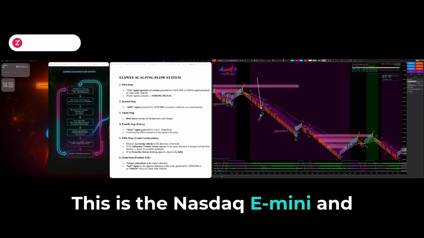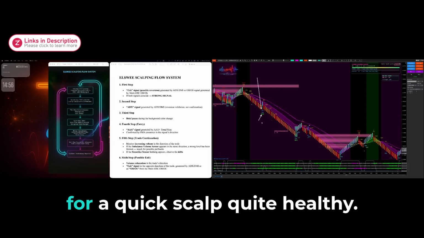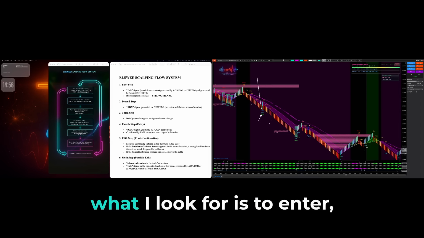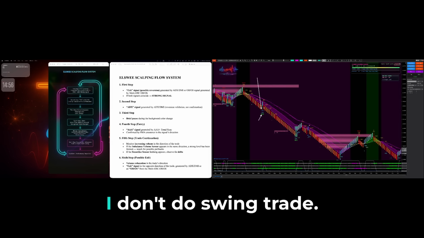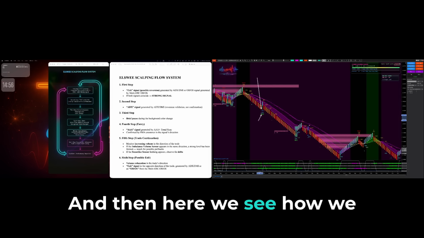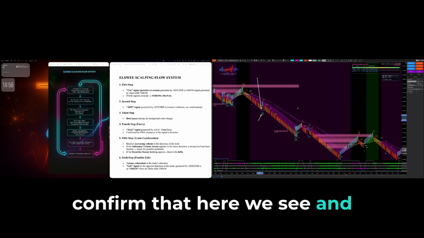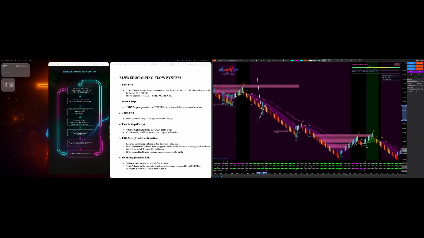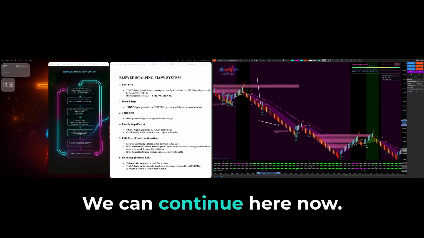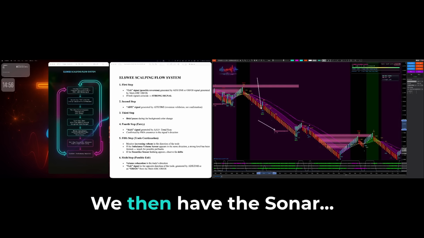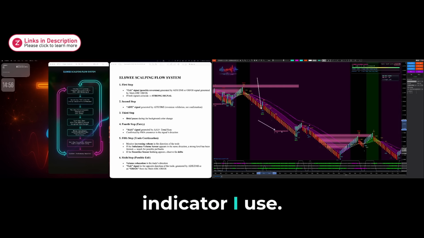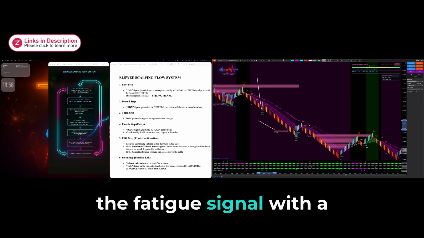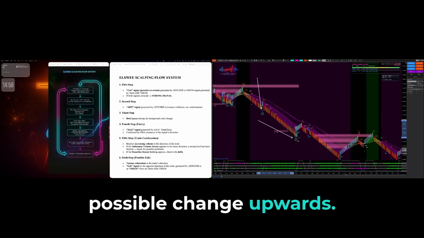This is the Nasdaq E-mini, and there we already have a movement for a quick scalp, quite healthy. And what I look for is to enter, exit, and wait for another opportunity. I don't do swing trades. And then here we see how we confirm that here we have another signal downward. We can continue here now. We then have the sonar, the iceberg, which is the other indicator I use. And then here we already have the fatigue signal with a possible change upwards.